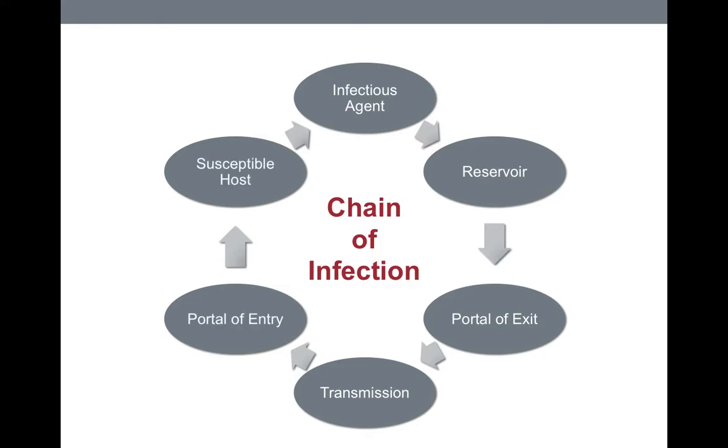And finally, the portal of entry is the way by which the agent enters the susceptible host. The portal must allow the pathogen to gain access to the specific tissues in which it can multiply or release toxins. For example, inhalation allows canine influenza virus to access the respiratory tissues, while ingestion allows canine parvovirus to access the gastrointestinal tract.